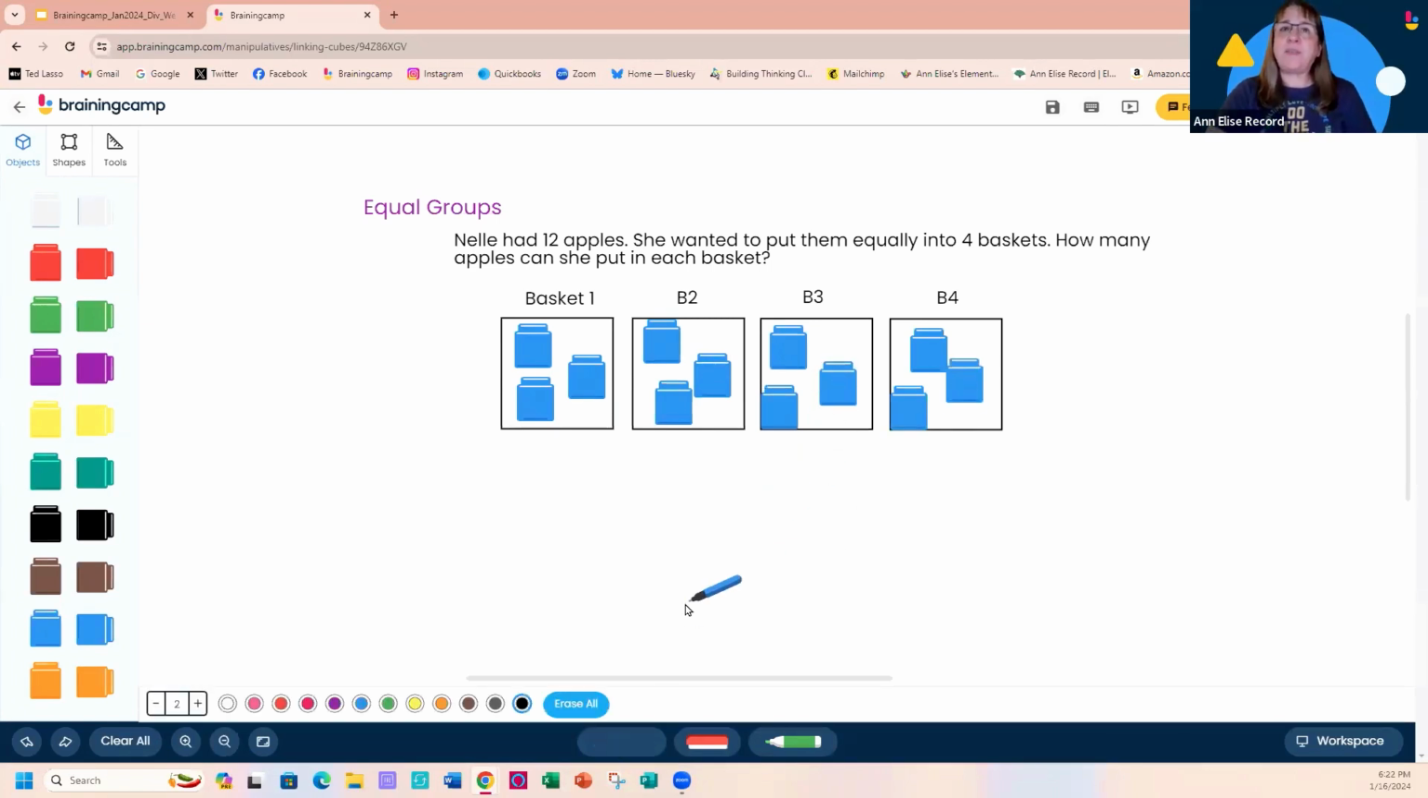And so at this point, the answer is, well, what was that fair share? What was fair? So I can look at one of these groups. So for example, this basket 1 has 3. So I have my 12, I divide it by 4, the answer is 3, right? So that's one way, and I think it's the most frequent way.